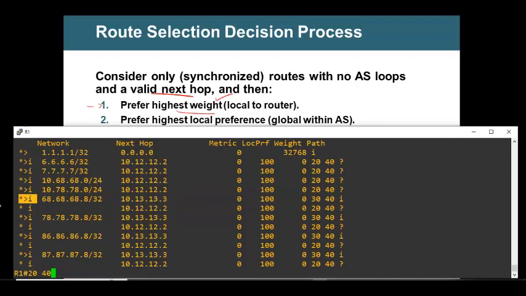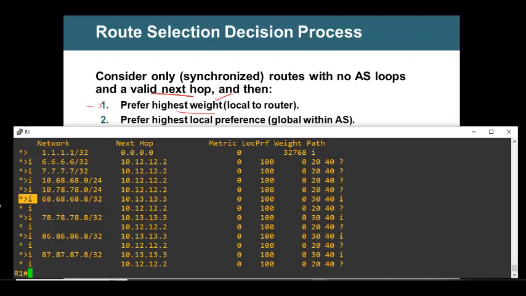Now what I'm going to do is change this behavior because my policy is not going via router 3. My policy is all should go via router 2 only. Whenever I trace route any destination, 68 or 78 or 86 or 87 network, I prefer to go only via router 2. What should I do? See the very first attribute. What is the first attribute?